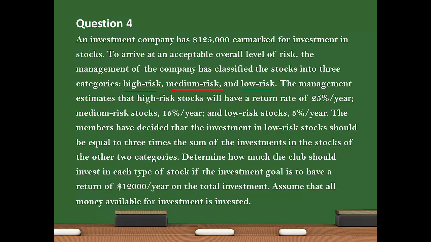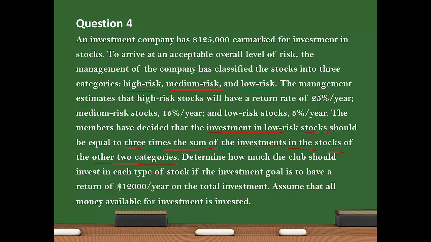The members have decided that the investment in low risk stocks should be equal to 3 times... Okay, investment is the principal now, okay? Investment in low risk stocks should be equal to 3 times the sum of the investments in the stocks of the other 2 categories. So 3 times the sum of investments in stocks of the high risk and stocks of the medium risk.